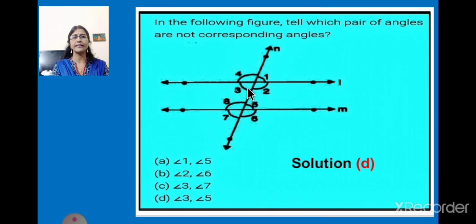So last one is angle 3 and angle 5. You can see here. They are not corresponding. They are, you know what are they? They are interior alternate angles. So the answer will be D, because the question is you have to find out which pair of angles are not corresponding. So answer is D option.